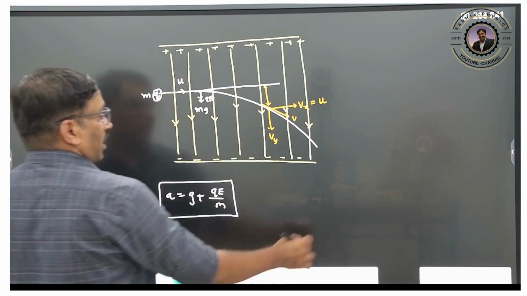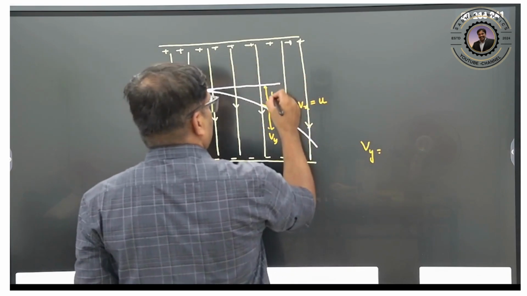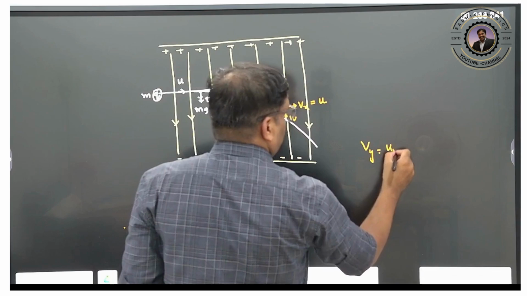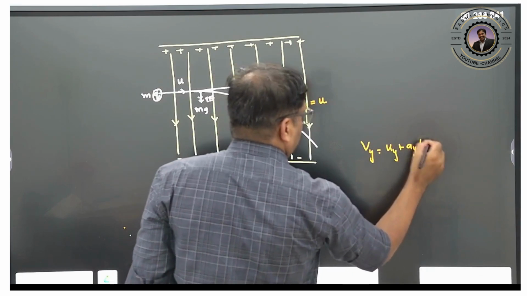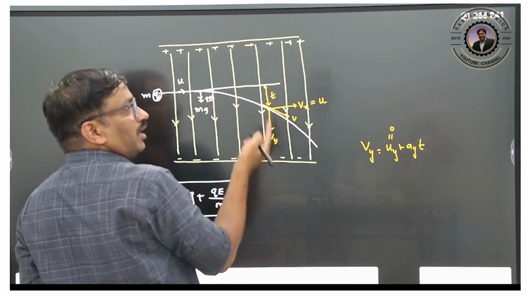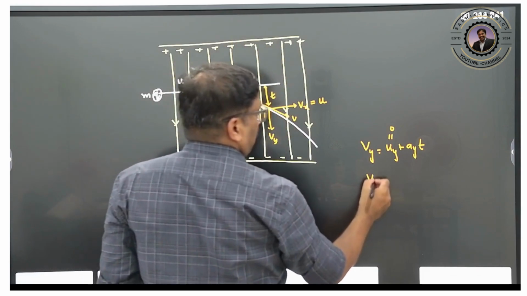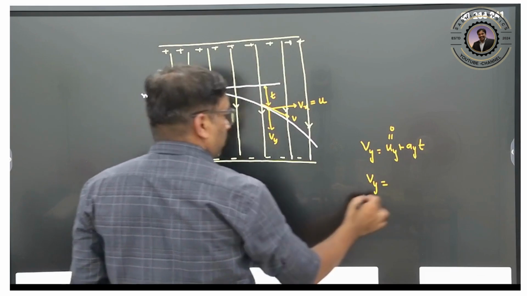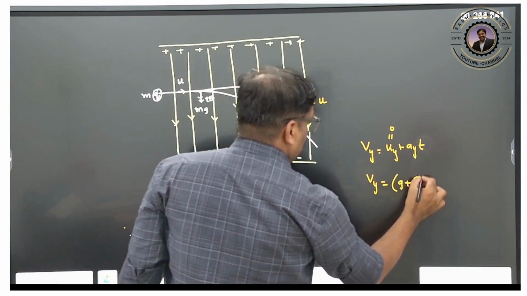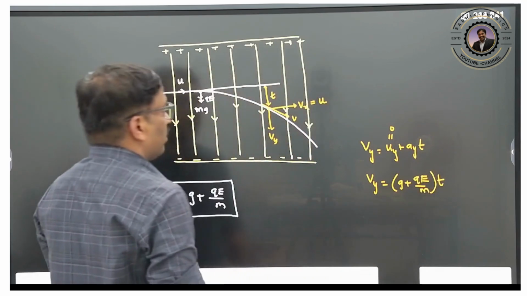so you can write vy, after some time t, as uy plus ay into t. Horizontally velocity is provided, but downward velocity is not provided. Initially there is no downward velocity. So vy is equal to ay, which is how much now? g plus qE by m, into t. So this will be your vy.